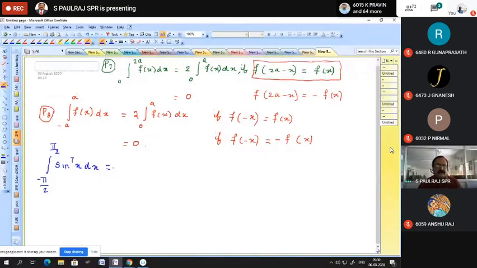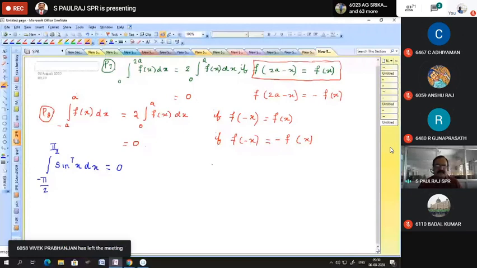What is the answer? Only one in twelve answered correctly. Zero is the correct answer. Which property do I have to use? Property number 8.